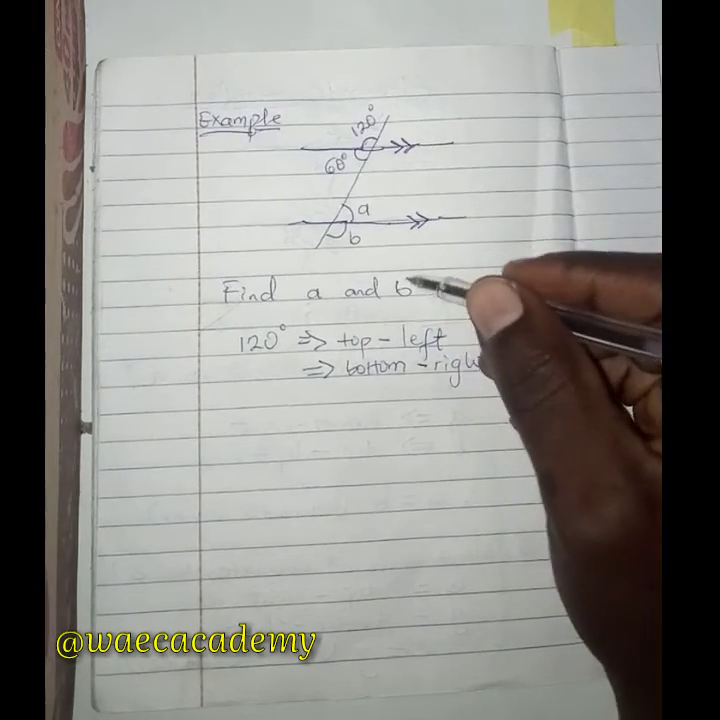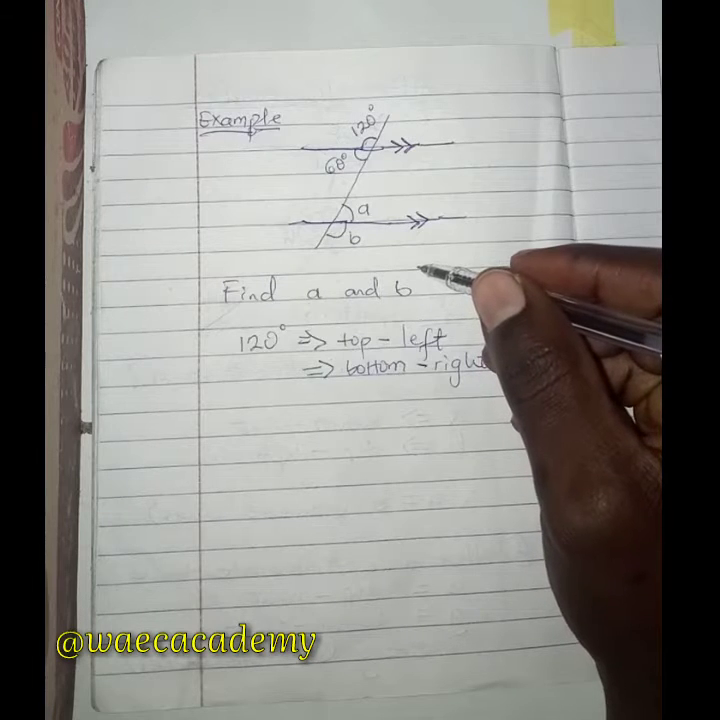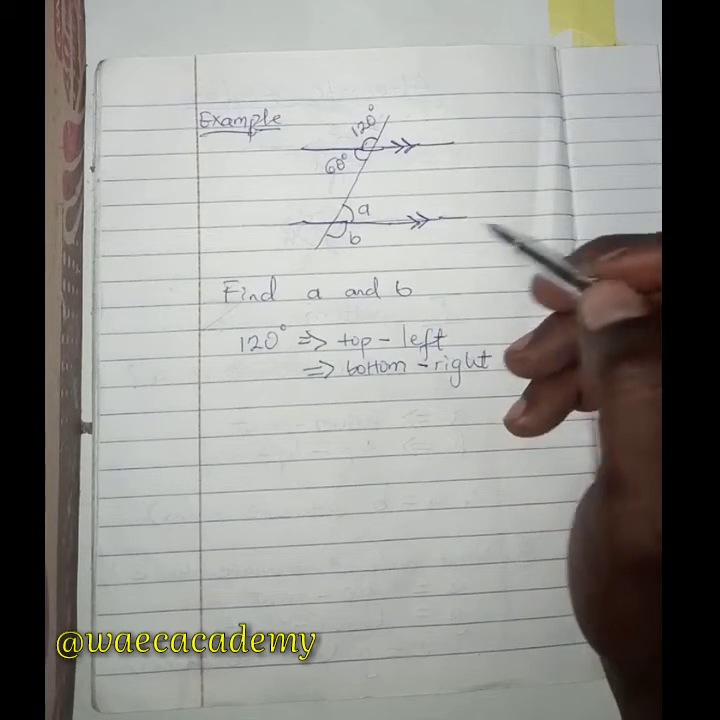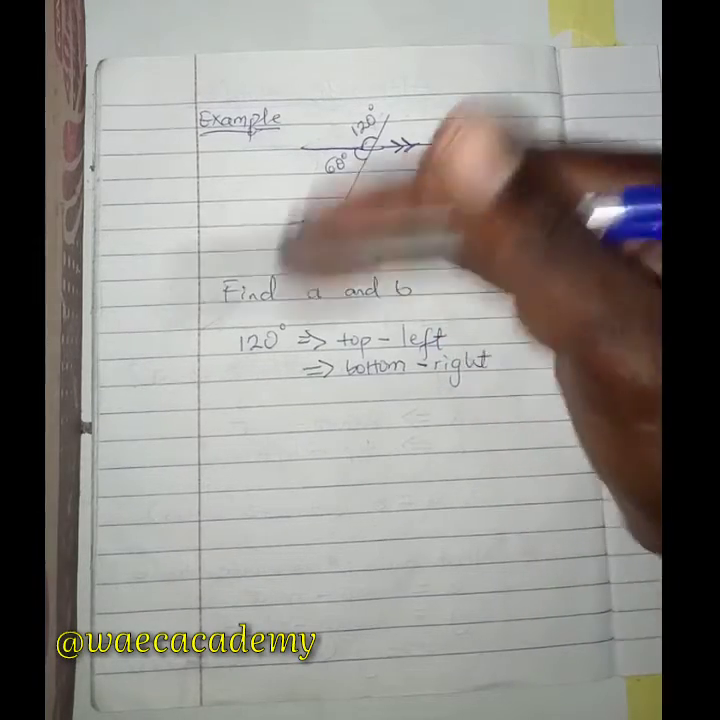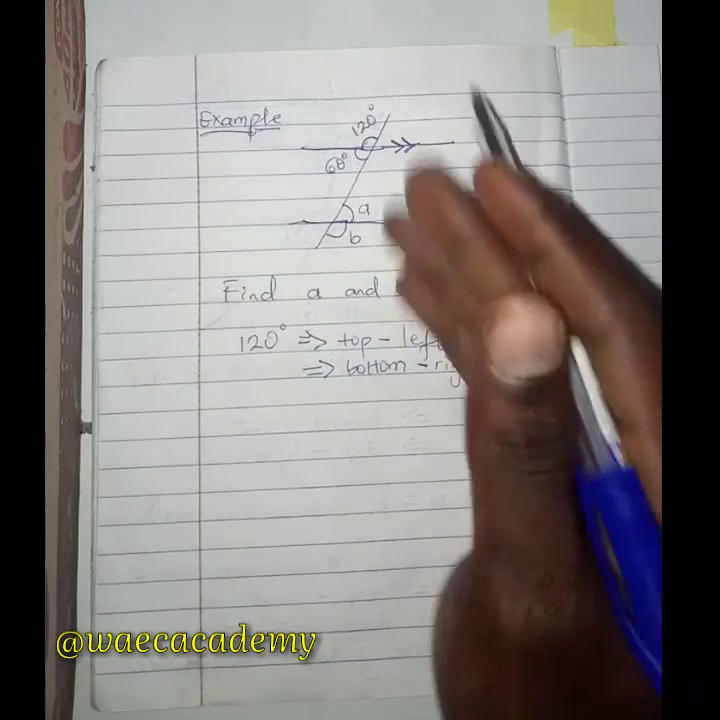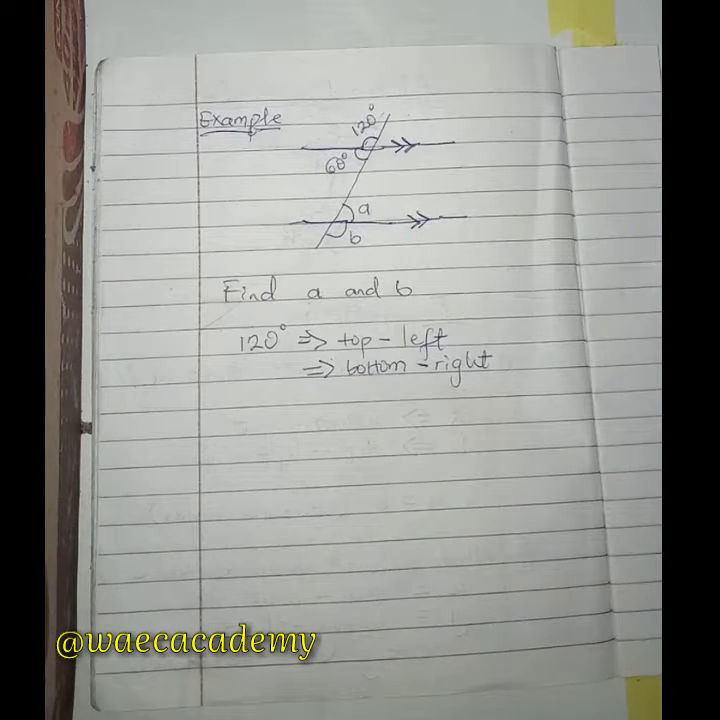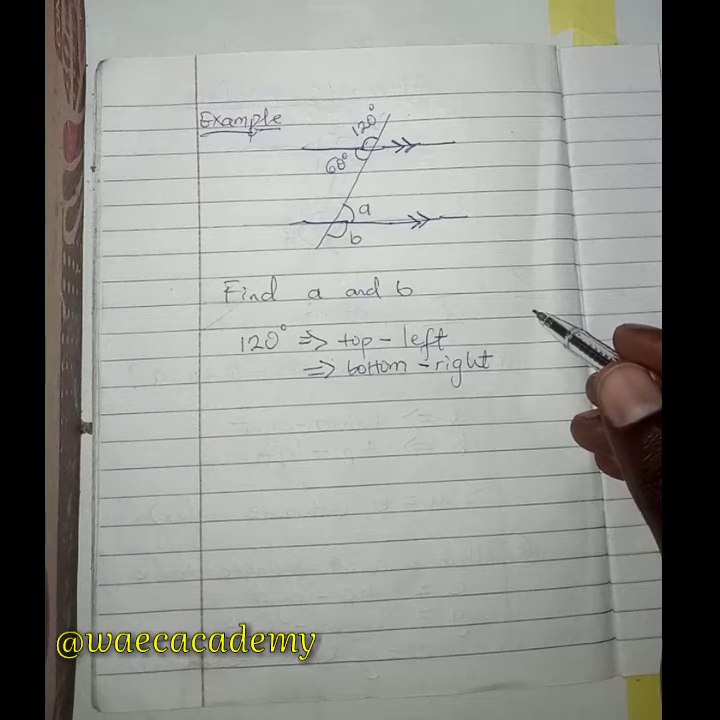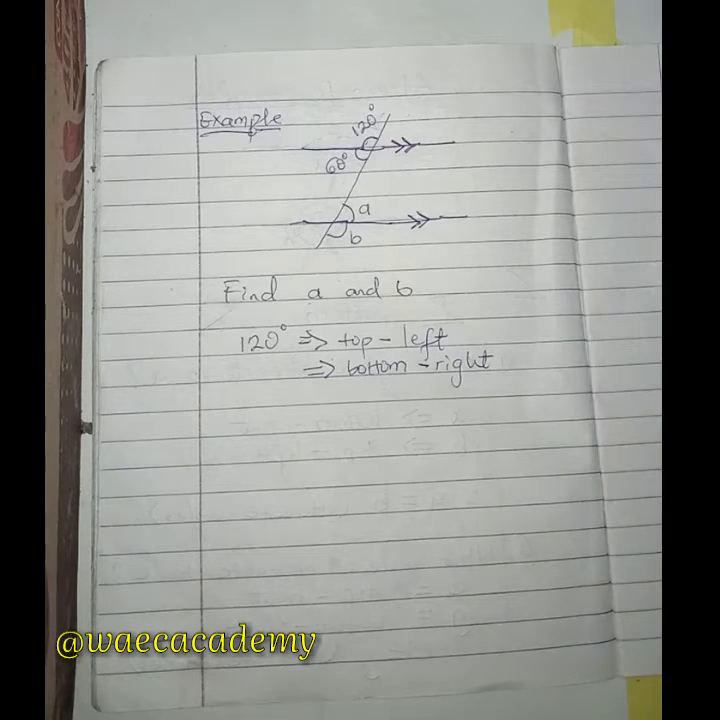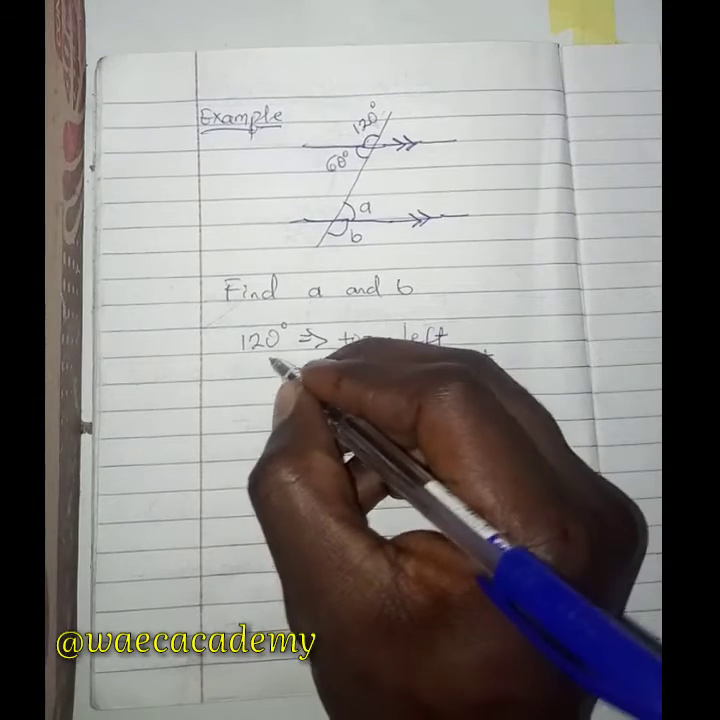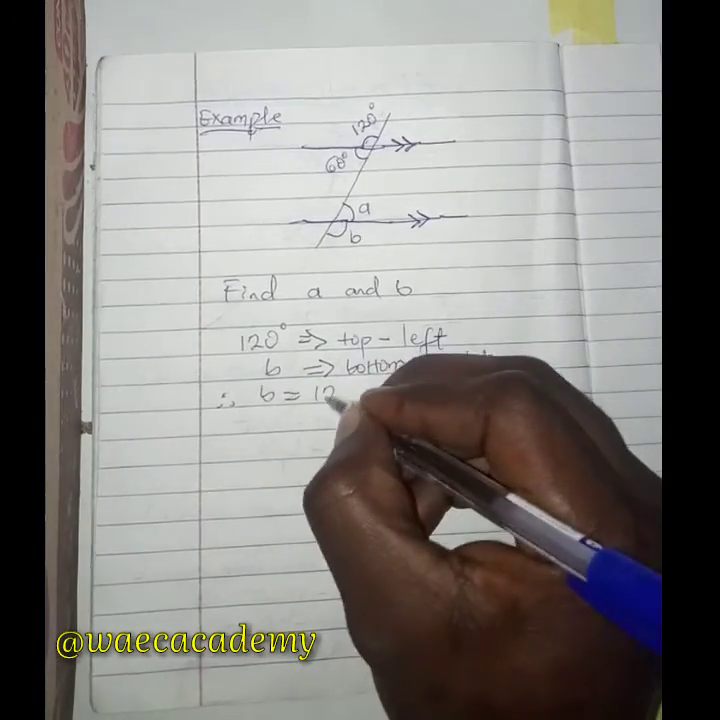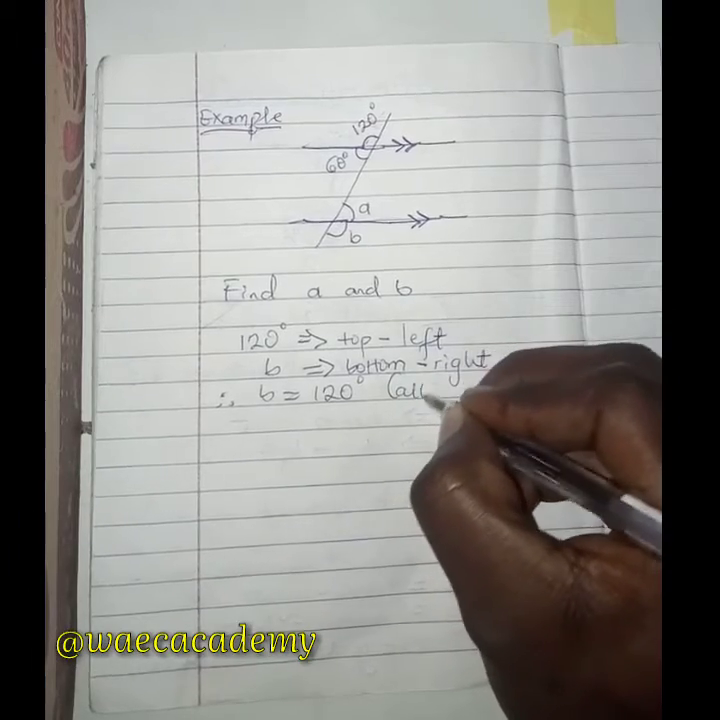So let's come to the second parallel line and see what angle is on the bottom right. This is the second parallel line. On the bottom, we have B. Is B on the right or on the left? It's actually on the right. So B is the angle that is going to be equal to 120 degrees, because B is alternate to 120 degrees. We have used the same rule that you learned in the last video. So B equals 120 degrees, alternate angles.